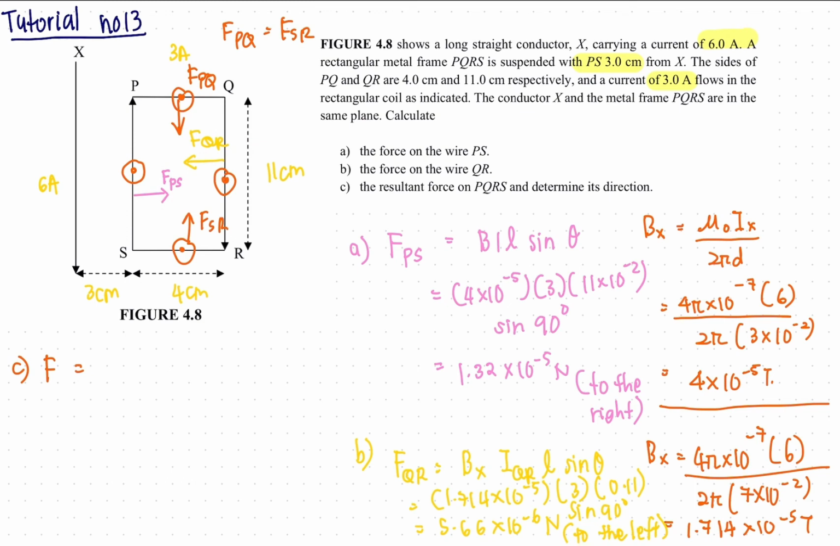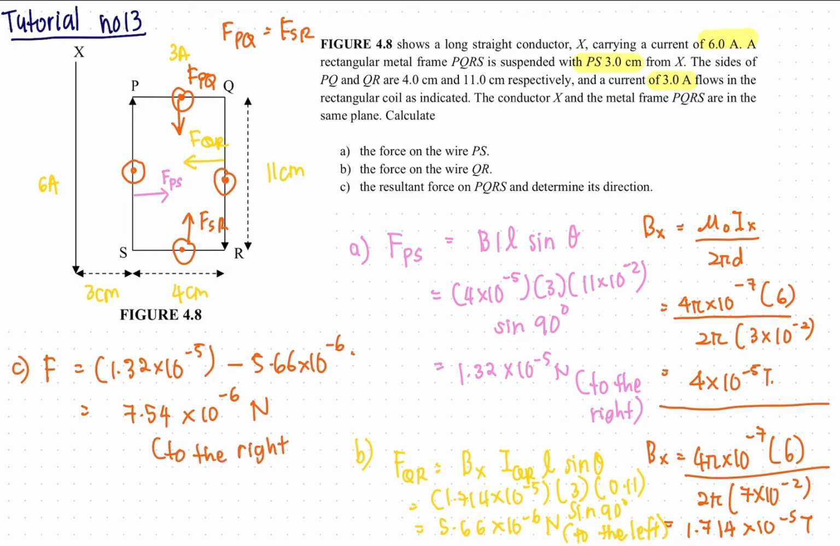Okay, so FPS is to the right, 1.32 × 10^-5 Newton, minus FQR which is to the left, 5.66 × 10^-6 Newton. When we subtract, we get 7.54 × 10^-6 Newton. Which direction? Because our answer is positive, it is to the right. Okay, cool.